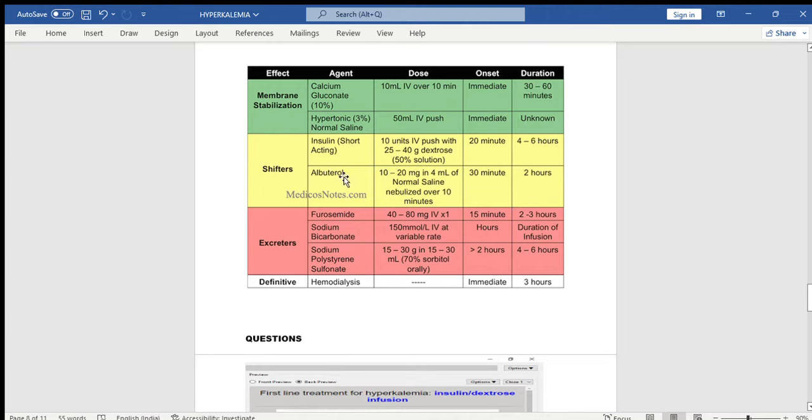The other one is albuterol or salbutamol. Again, the rule of 10 applies over here. 10 to 20 mg. Dilute it in 4 ml of normal saline. Nebulize the patient over 10 minutes.